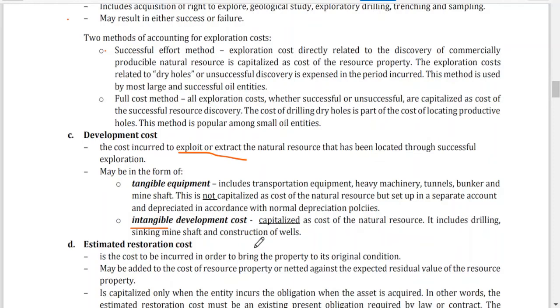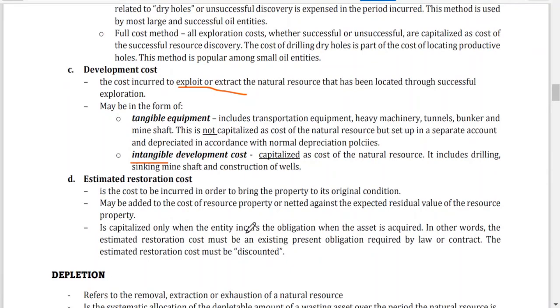So going back, what is qualified as part of the resource, or capitalized as a natural resource, will only be the intangible development cost, because the tangible equipments, heavy machineries, tunnels, they are classified as a separate account as a property, plant, and equipment, and not part of the natural resource or the wasting asset.